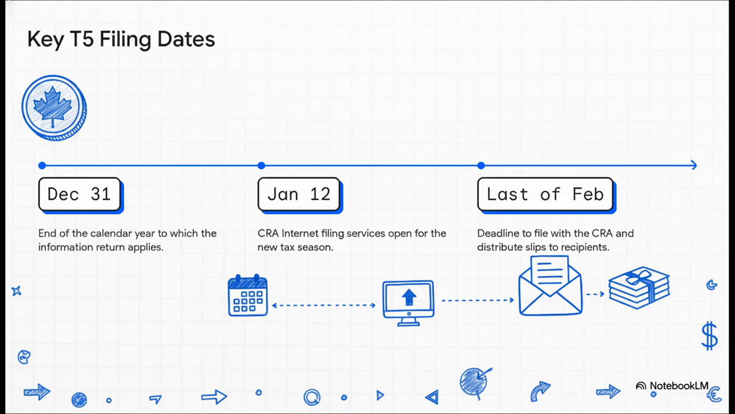The T5 return has to be filed with the CRA, and the slips have to be in the hands of the recipients by the last day of February of the year after the tax year. So for the 2025 tax year, that deadline is the end of February 2026. You need to burn this date into your memory. It's one of the most important deadlines in the entire tax compliance cycle.